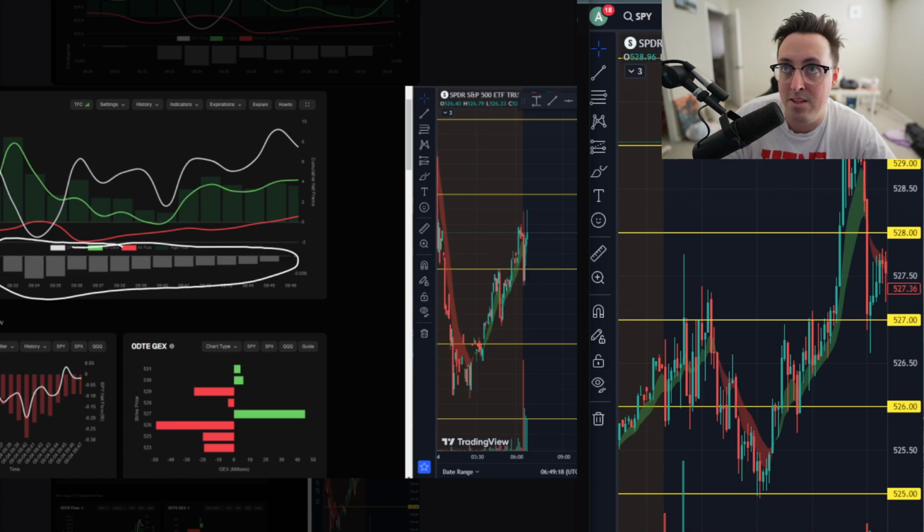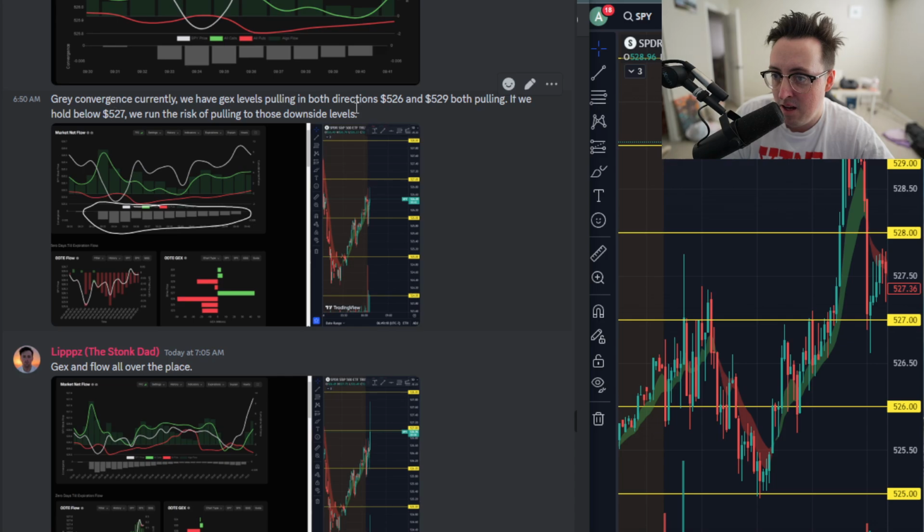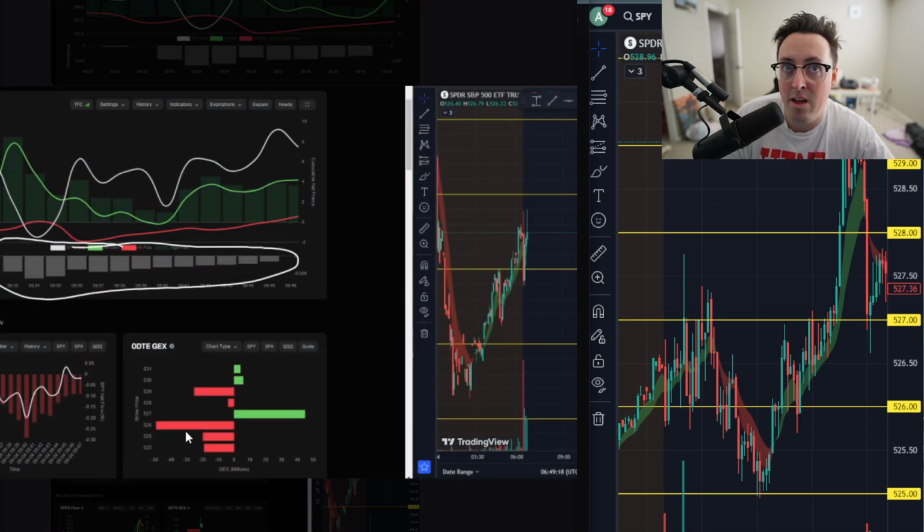This was a screenshot at that time. Over here in the chart, it was around the middle of 526.50 is about where I took that screenshot. I said if we hold below 527, we run the risk of pulling to those downside levels, and what I mean by that are these downside GEX levels. See how we have these negative levels? Remember, negative GEX levels tend to be price magnets towards those certain levels. We had 526, we also had 525 and 523, but that changed a little bit. Those are a lot smaller than this 526 level, okay?